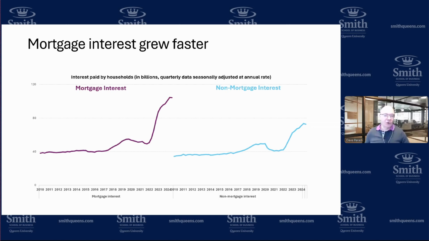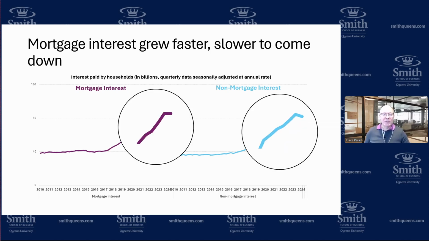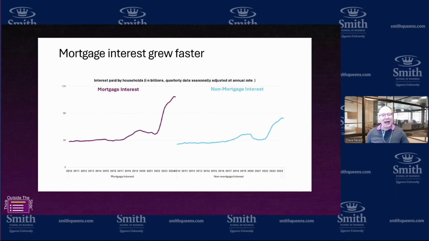And typically what we would normally think is that what goes up fast would come down fast. That's actually not the case. What we see when we take a look at our last quarter, the third quarter, is that most of the decrease was actually from the non-mortgage interest, the blue line. And the mortgage interest hasn't really started to come down nearly as much as the non-mortgage interest. So let's take a look and see how I address those last three principles that I talked about.